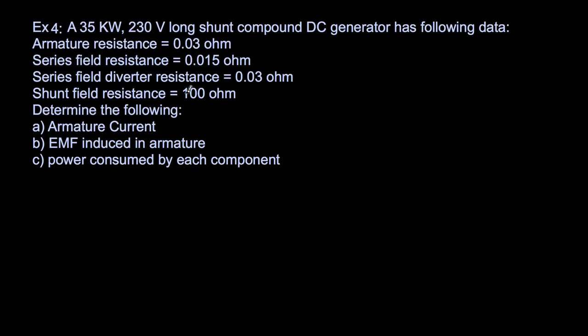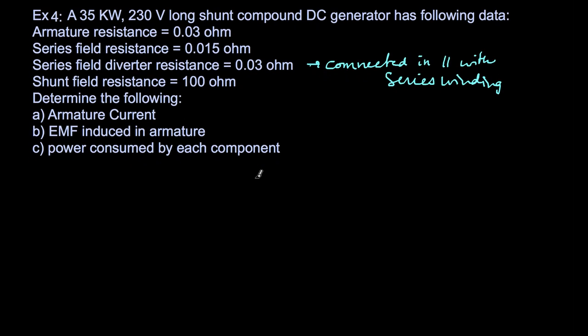Here some new thing is there, that is the series field diverter. This is the resistance which is connected in parallel with the series winding. So this will slightly reduce the current in the series field winding. Apart from that, the rest of the question is the same. Again, you can pause this video, try to solve this question yourself and check your answers with my answers. So meanwhile, let me begin my answer.